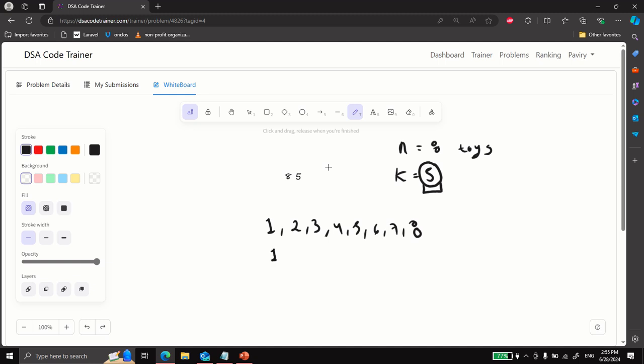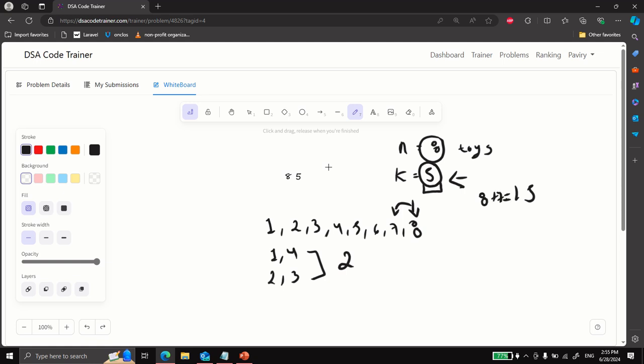For example, we can take 1 and 4, 2 and 3, and this is our answer. We can just get 2. So we can notice something here, that the maximum value that we can add is my last toy plus the previous toy. So it means that with this quantity we can add at most 15. That is going to be 8 plus 7.